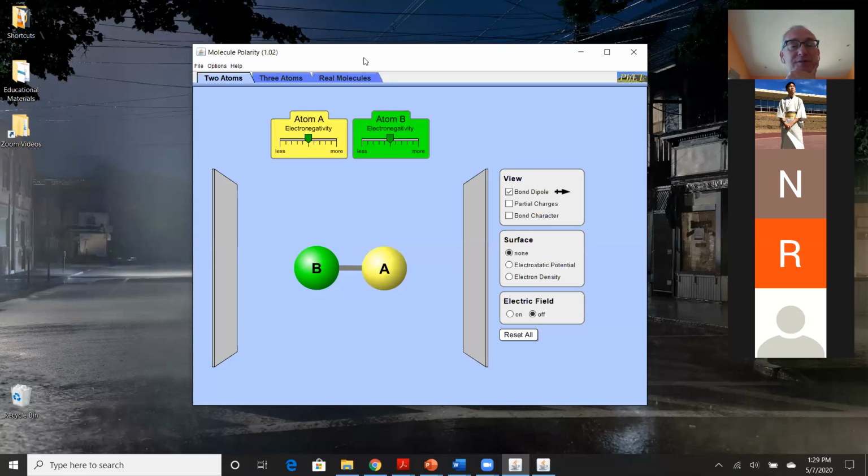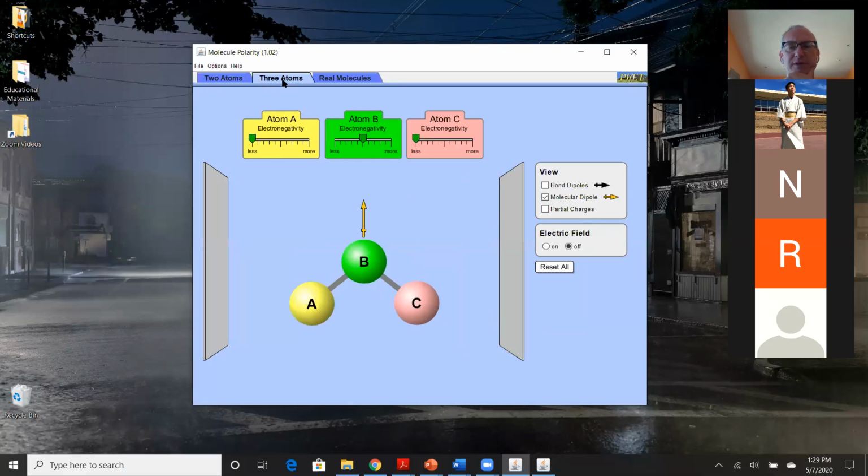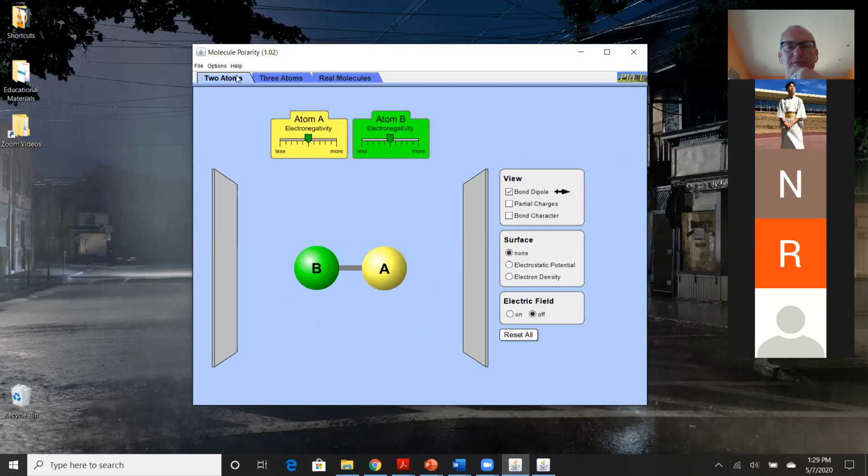Well, we can do the first part of it, and actually, we could possibly still do it with their 3-atom set. Let's just try it anyway. So let's just go to 2 atoms first. Let's give you an idea.